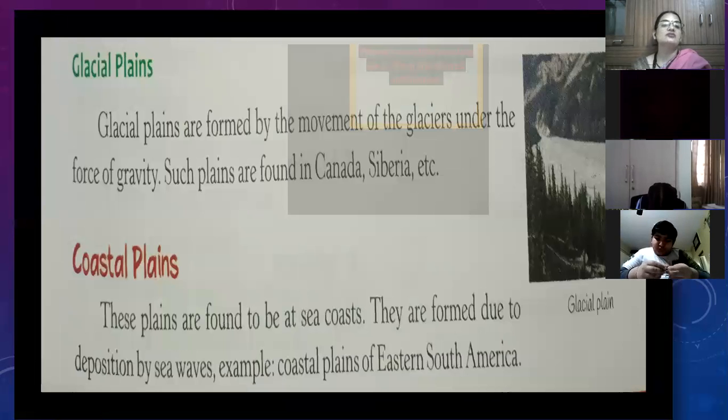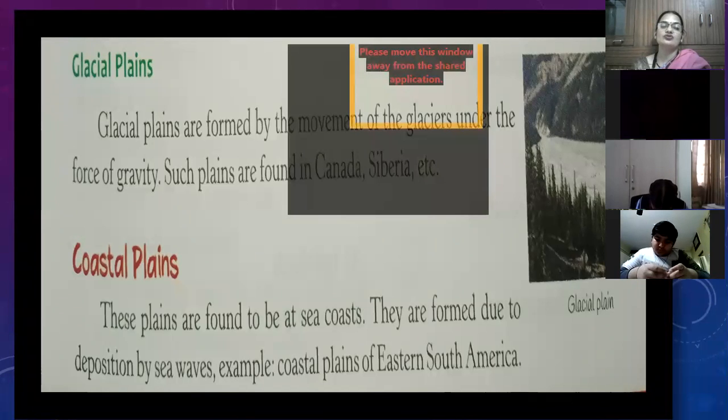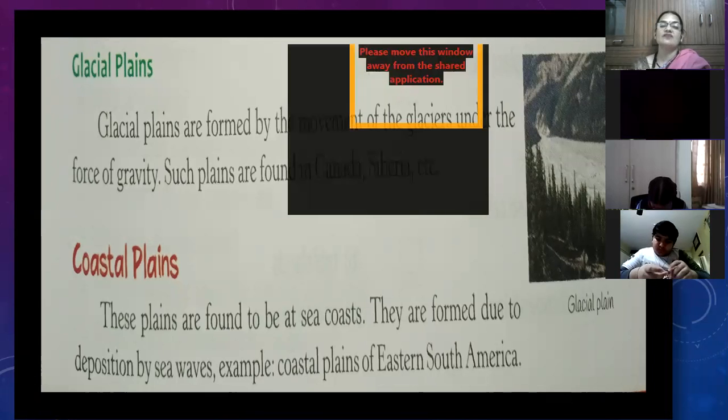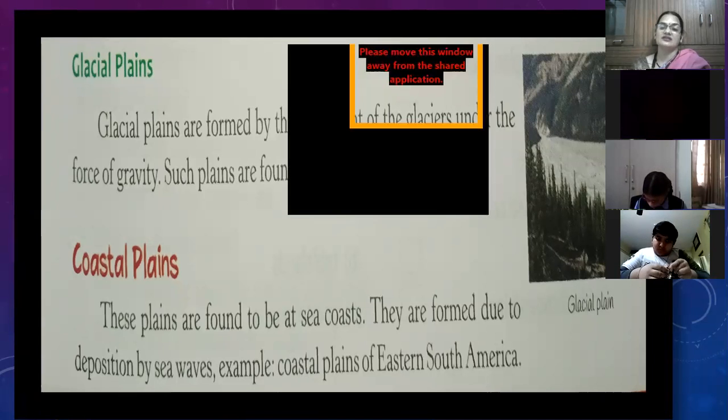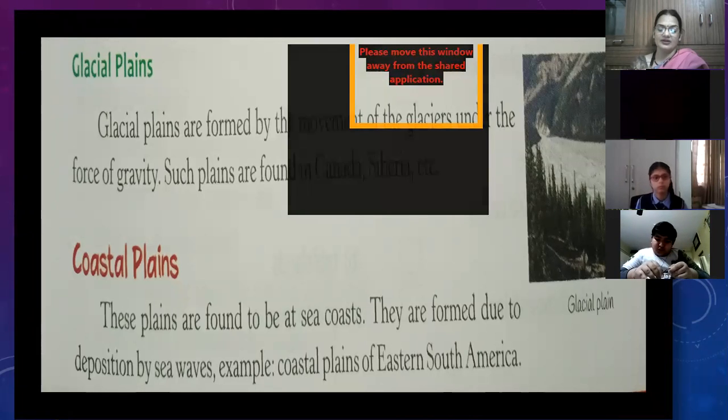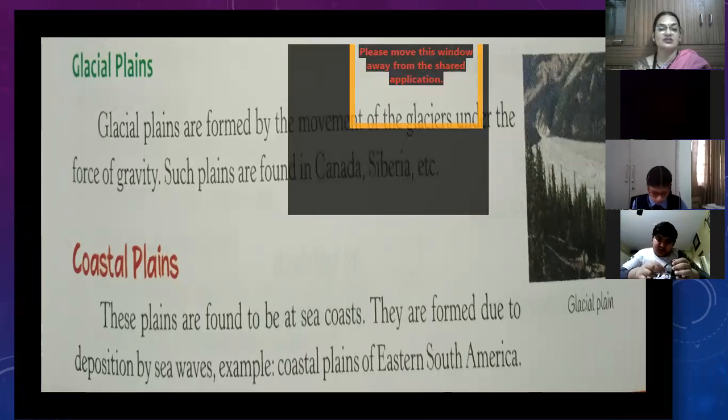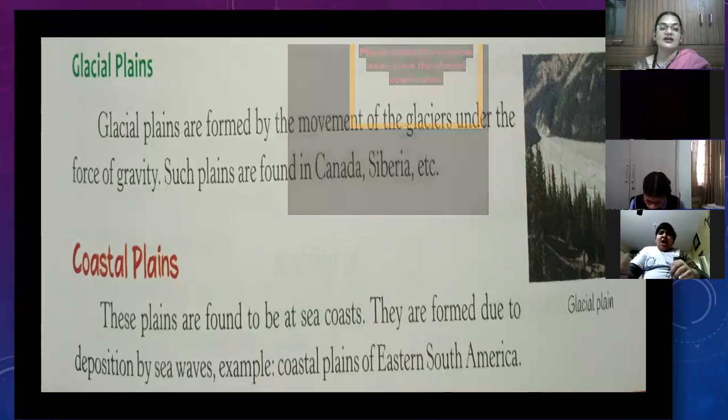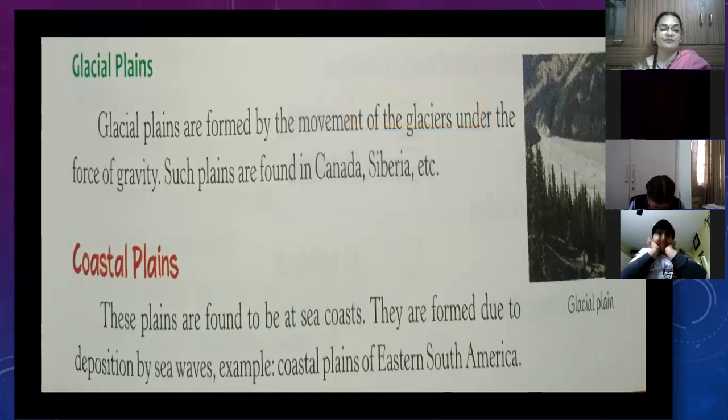The next plain is the glacial plain. Glacial plains are formed by the movement of glaciers under the force of gravity. Such plains are found in Canada, Siberia, etc. In India, we don't find such glacial plains. They are formed by the deposition from the movement of glaciers under the force of gravity, and they are found in the US, Canada, Siberia, etc., not in India.